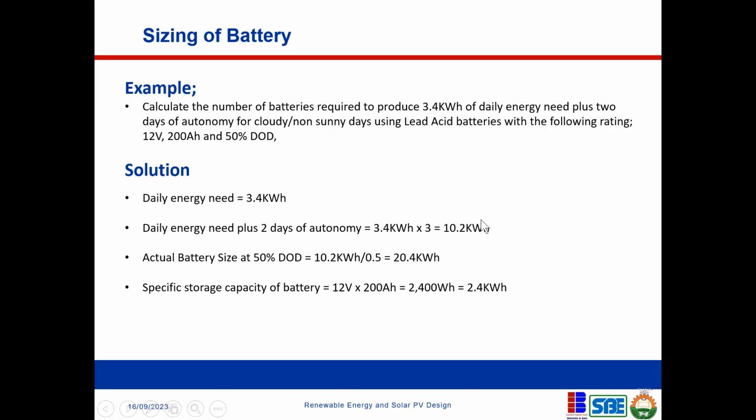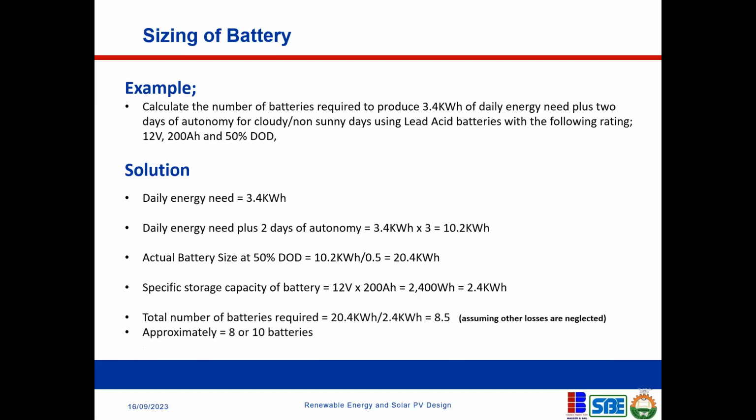So we're going to divide this 20.4 kilowatt hour by 2.4 kilowatt hour to get the number of batteries that we need to install for this client. And that's what we did here. The total number of batteries required is 20.4 kilowatt hour divided by 2.4 kilowatt hour, which is going to give us 8.5 batteries.